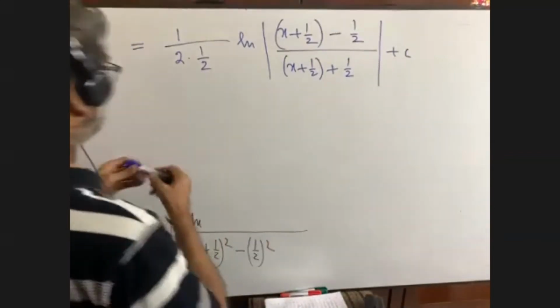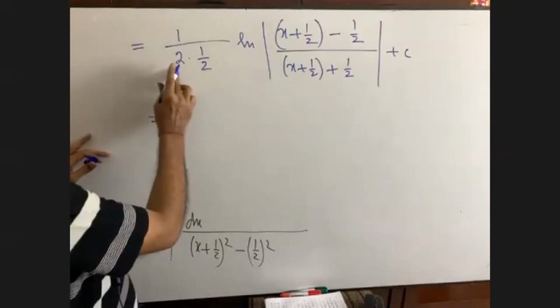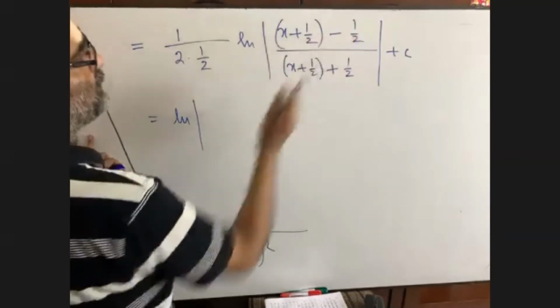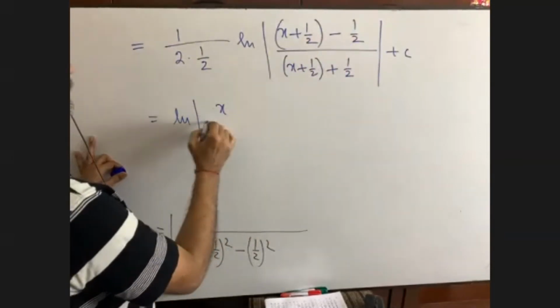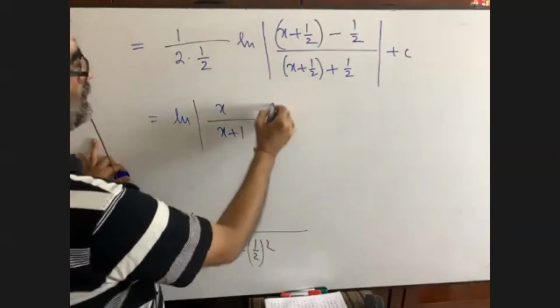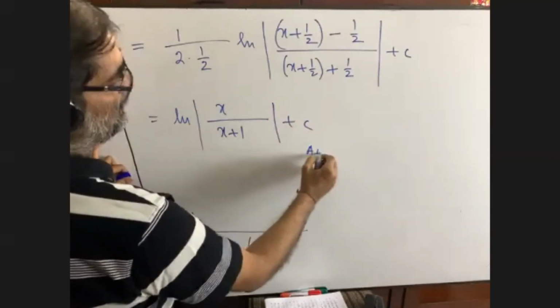Now you see 2 will be omitted. So nothing is there to write down. Half will be omitted. So it is only x, and it is half plus half, it is 1. So it is x plus 1 plus c, and it is done.